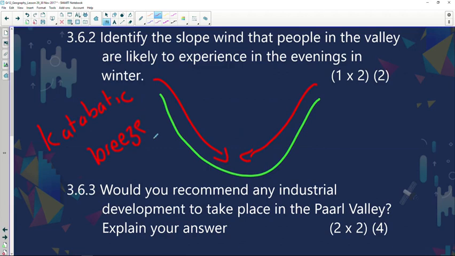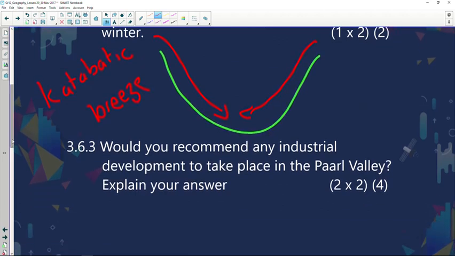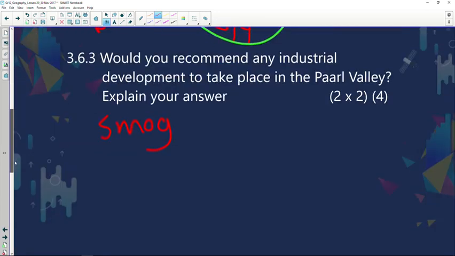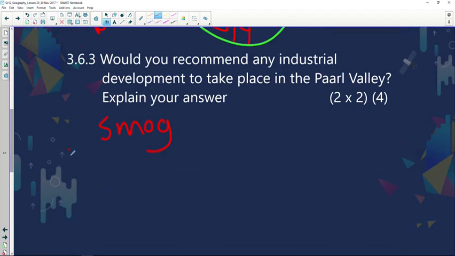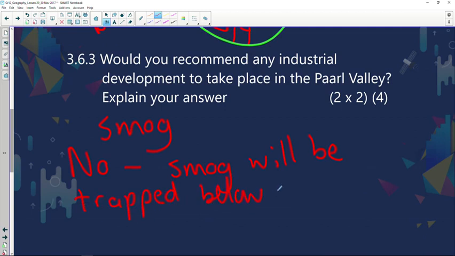Now 3.6.3, would you recommend any industrial development to take place in the Paarl Valley, for instance over here? Definitely not, because of the pollution, it will be trapped below the thermal belt, creating smog. First of all, definitely not, because smog will be trapped below the inversion layer.